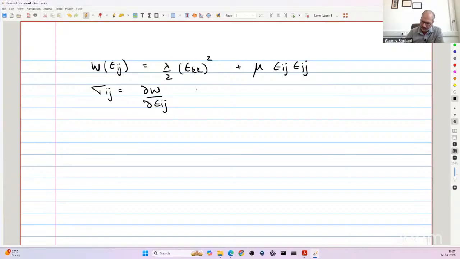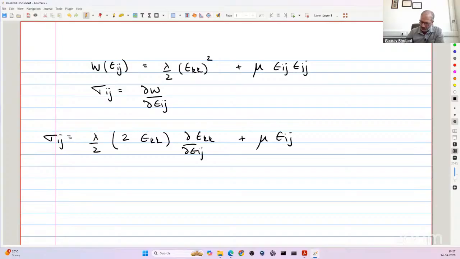And if I take the derivative, what if I take the first term now? Lambda by 2 is a constant, and then you have 2 epsilon kk times, so this is your sigma ij, del by del epsilon ij of epsilon kk, and then we have a mu times epsilon ij. The other epsilon ij is gone. So the question was about this term: how does this become equal to delta ij?